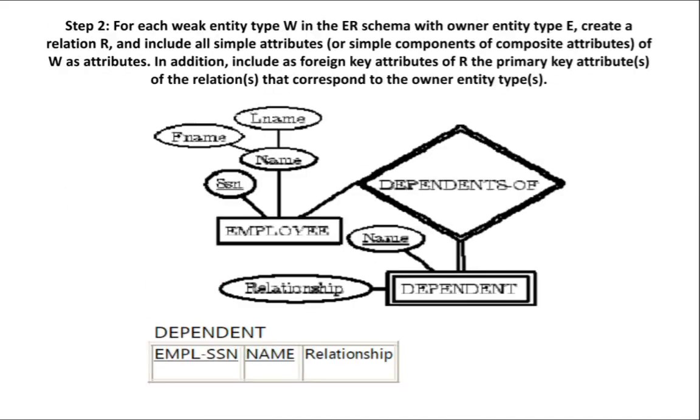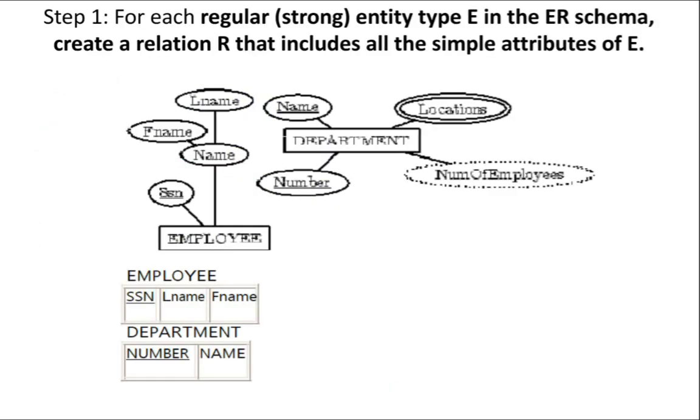So I will brief this entire process in simple words, in a short period of time. See here, first, when you come across a strong entity type, you have to create a separate table for each entity. Here I created a separate table for the employee and a separate table for the department. I included all the simple attributes in the separate tables. For employee I included SSN, last name, first name. For department I included number and name.